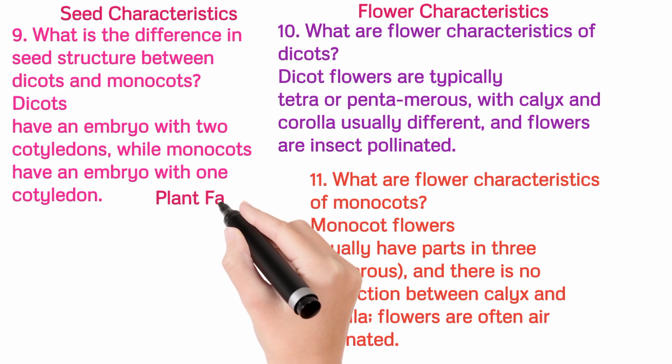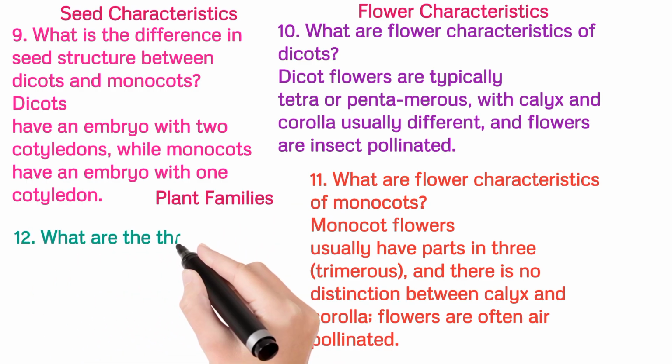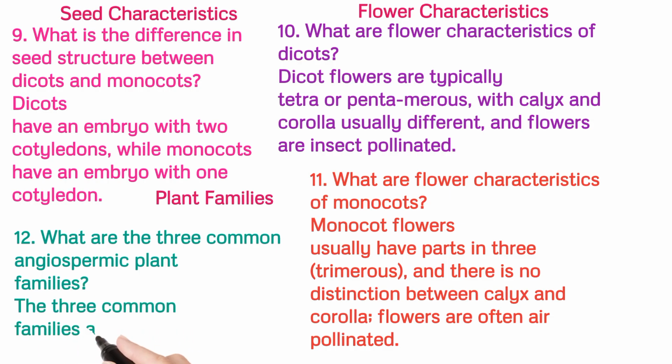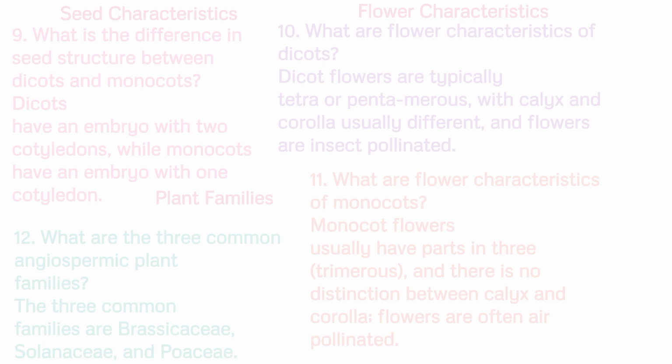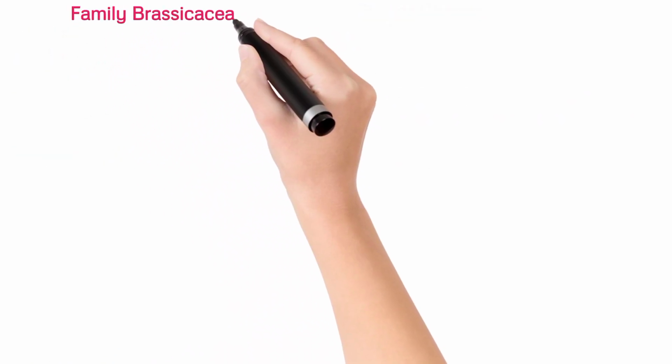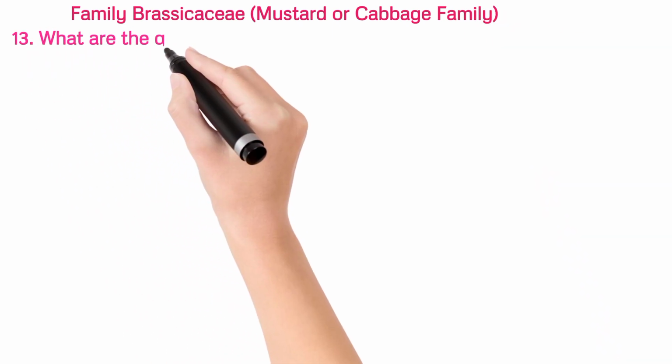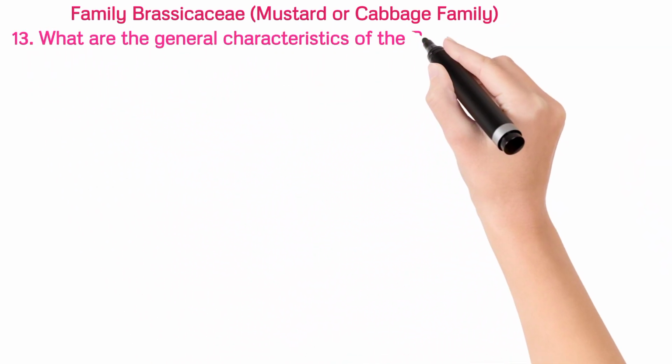Plant families. 12. What are the 3 common angiospermic plant families? The 3 common families are Brassicaceae, Solanaceae, and Poaceae. Family Brassicaceae, mustard or cabbage family. 13. What are the general characteristics of the Brassicaceae family?